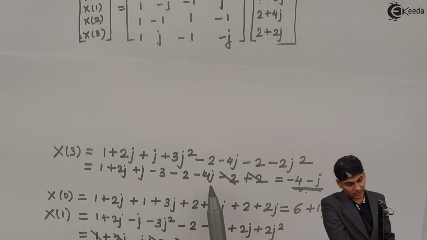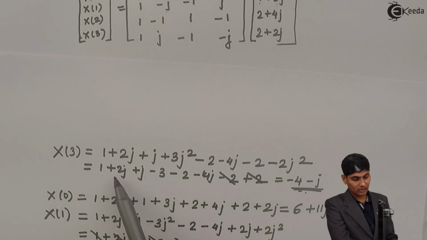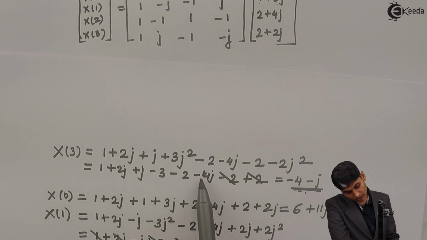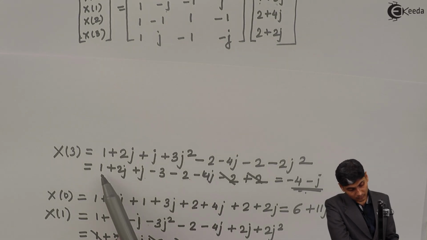So we will recheck it. It is minus 4j plus 2j is 3j. So plus 3j minus 4j will give me minus j. This minus 5 plus 1 will give me minus 4.